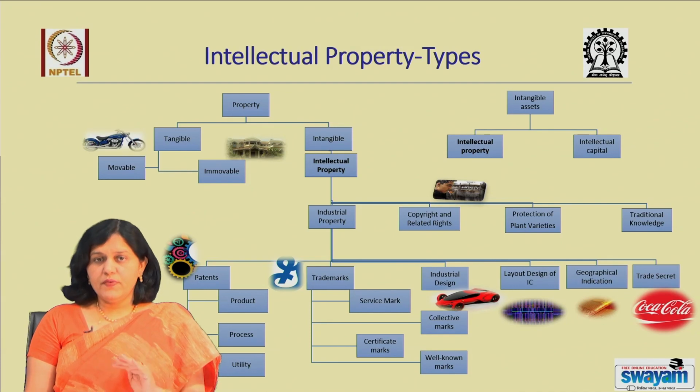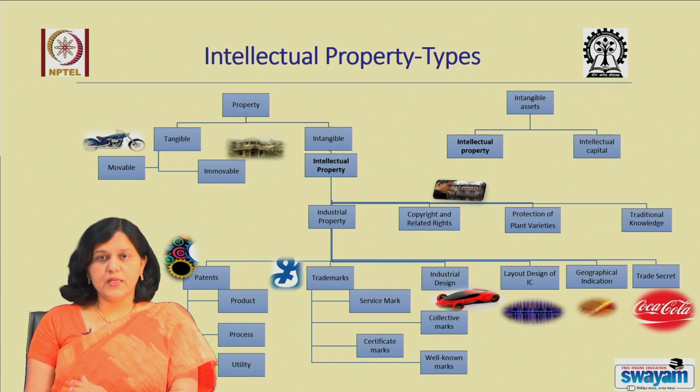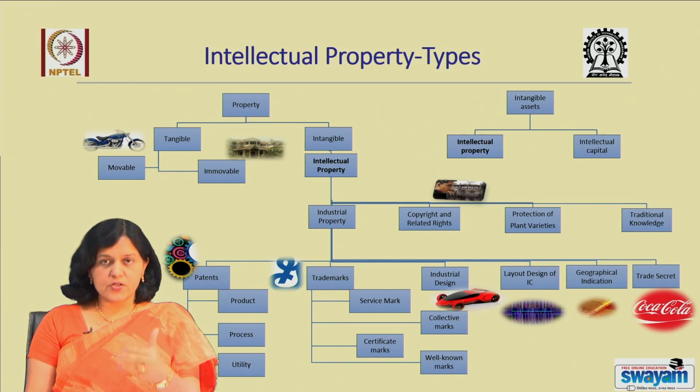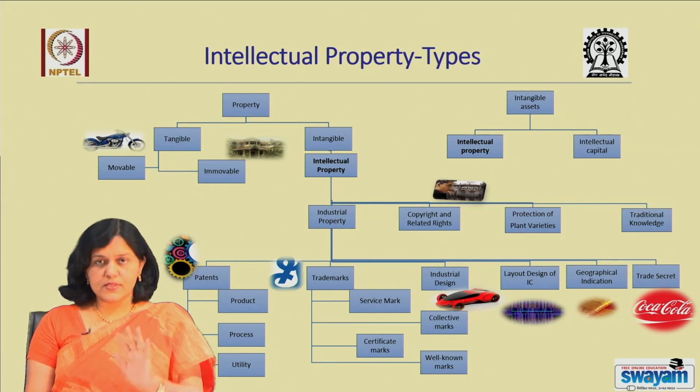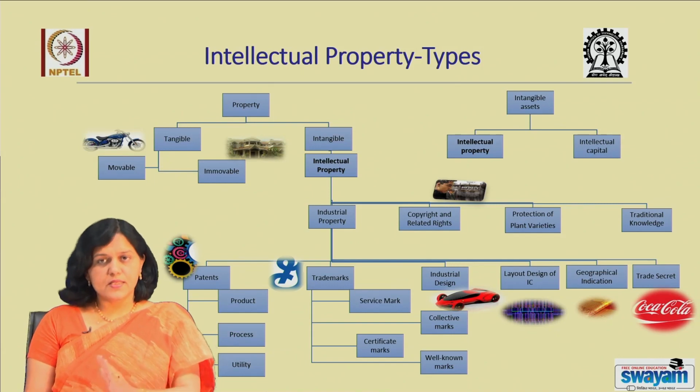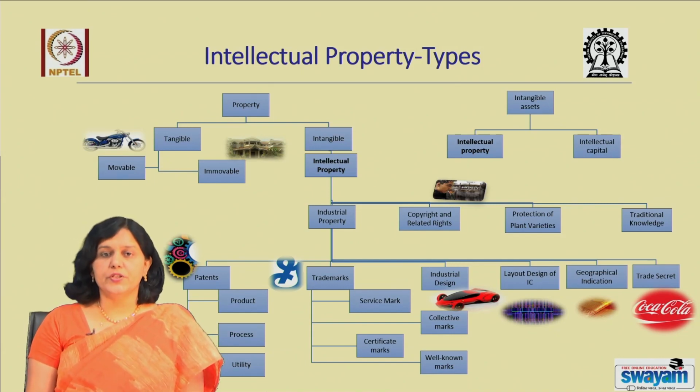So, we will focus on the classification as shared here: intellectual property classified into 2, industrial property and copyright and its related rights, that is one classification. Industrial property will include patent, trademark, industrial design, geographical indication, semiconductor layout design and trade secret, 6 types. Then protection of plant varieties and farmers' right, one type, and this together forms the 8 types of intellectual property, and the separate thing we are considering is traditional knowledge.